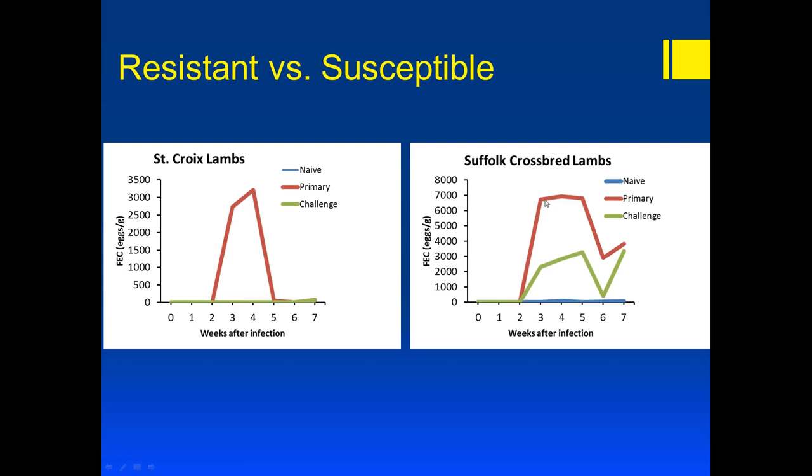The primary lambs, they shoot up in 3 weeks to 7,000 eggs per gram, which is more than double what we see from the St. Croix lambs during their primary infection. But the Suffolk crossbred lambs are not able to clear the infection by themselves. During the challenge infection, same thing over here, we see these lambs actually develop a fecal egg count, and they can't clear it. So what we think and what we hypothesize is happening is that these animals just aren't developing a proper or full protective immunity to the parasite. Even though we're seeing a reduction in the amount of eggs per gram produced, we're not seeing as much reduction as we see in the St. Croix lambs, and this level of infection is still quite high.